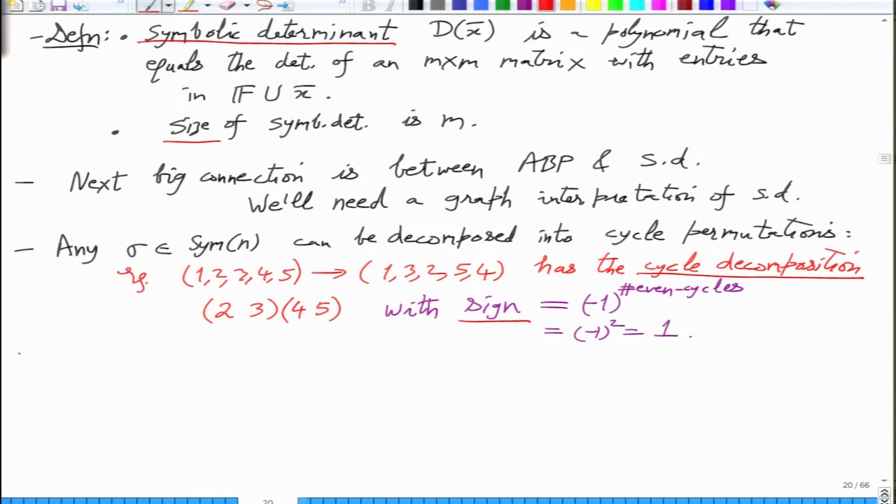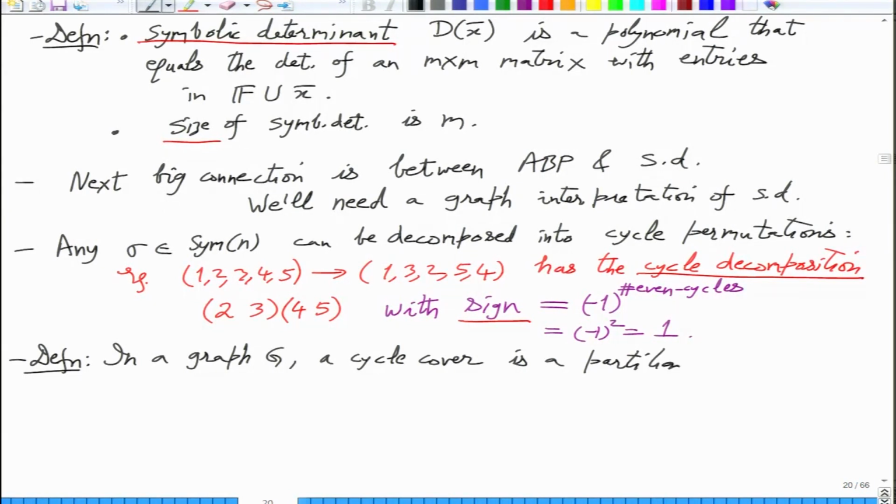Based on this, we will define in a graph G a cycle cover. This is a partition of vertices V_G into cycles, where we will be assuming that the cycles are disjoint and simple.